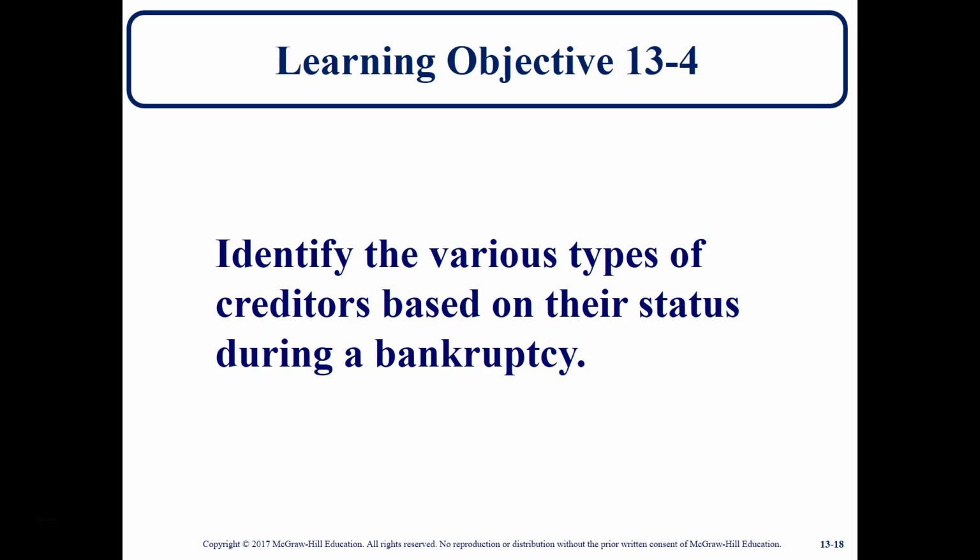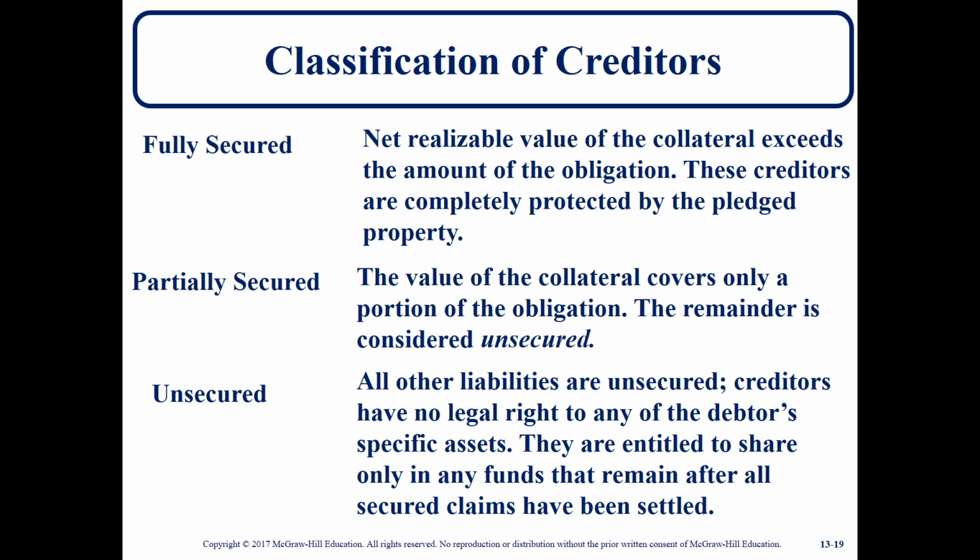The fourth learning objective. Identify the various types of creditors based on their status during a bankruptcy. The classification. Fully secured. The net realizable value of the collateral exceeds the amount of the obligation. These creditors are completely protected by the pledged property. Fully secured means they are protected, they're getting their money. Partially secured. The value of the collateral covers only a portion of the obligation. The remainder is considered unsecured.